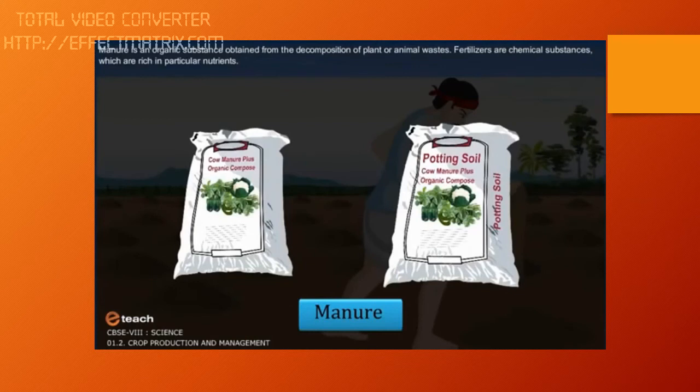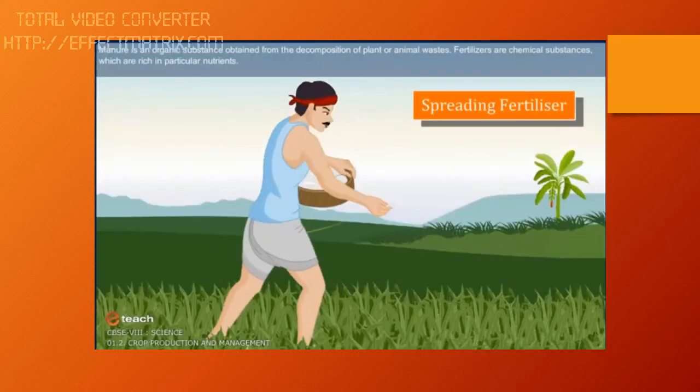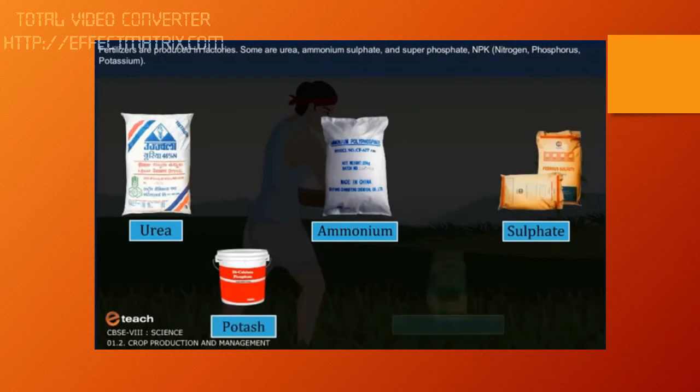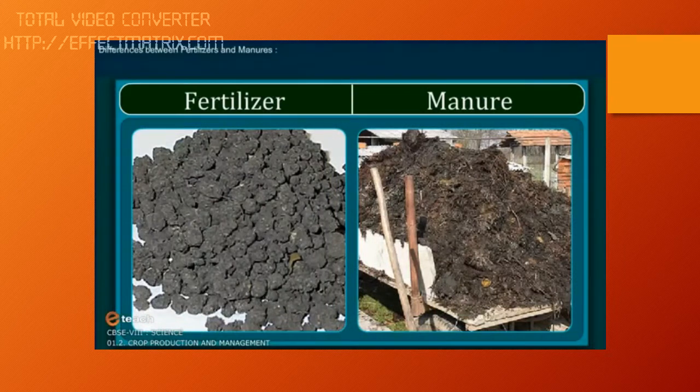Manure is an organic substance obtained from the decomposition of plant or animal wastes. Fertilizers are chemical substances which are rich in particular nutrients. Fertilizers are produced in factories. Some are urea, ammonium sulfate and superphosphate, NPK: nitrogen, phosphorus, potassium.